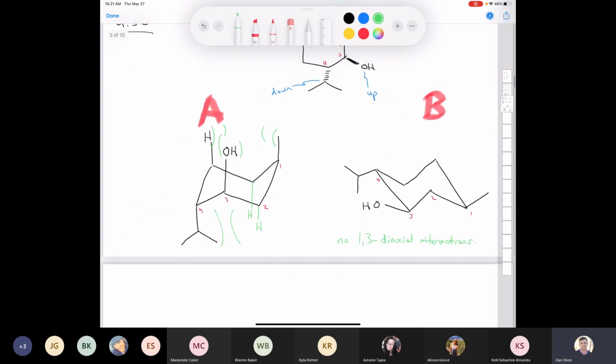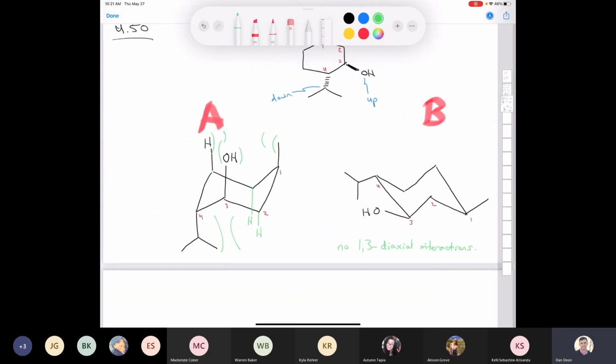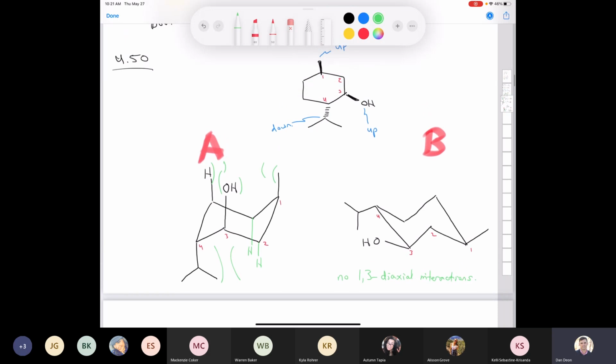So the answer is whenever the substituents can be equatorial, that's going to be favored. If you have a battle, where some are equatorial and some are axial, you would want the bigger substituents to be equatorial. But in this case, everything here is axial and everything over here is equatorial. So B is going to be the more stable of the two conformations, again because we have no 1,3-diaxial interactions in the second conformation.